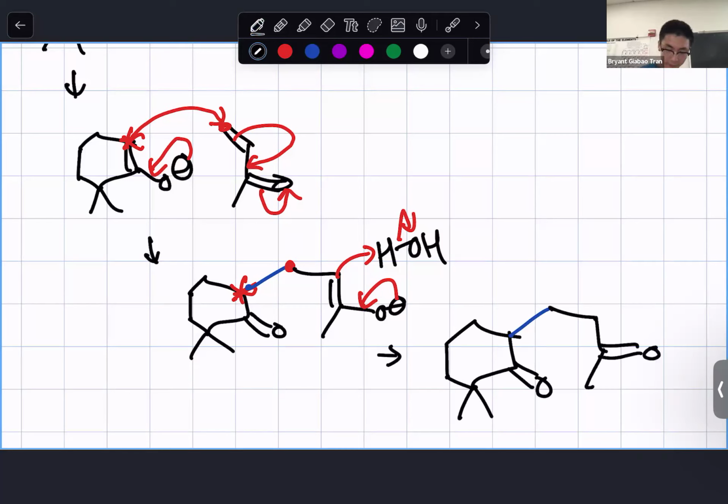Right, where this Michael addition created a 1,5-dicarbonyl. That's the first step of Robinson annulation, the Michael addition to form your 1,5-dicarbonyl there. Right. Now, the next step of Robinson annulation is an intramolecular aldol condensation. For intramolecular aldol condensation, what atom would be our nucleophile and what atom would be our electrophile?